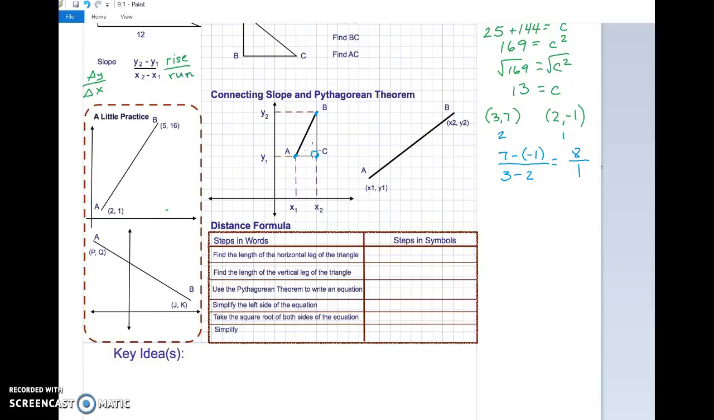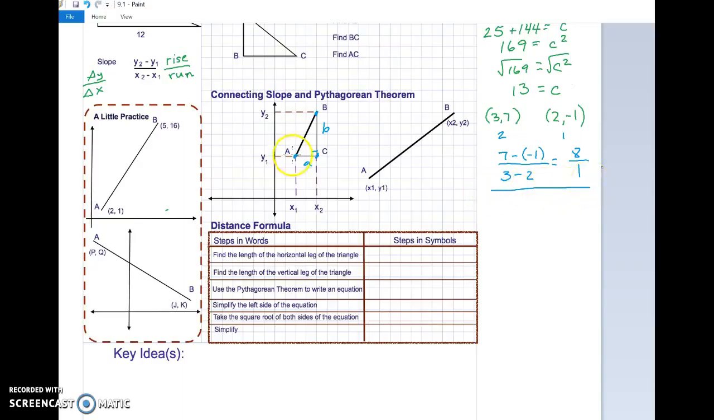Now the next thing that I want to do is figure out what the length of AB is, and I can figure that out using the Pythagorean theorem. So if I know the length of this side of the triangle, we'll say this is a, and if I know the length of this side of the triangle, which is b, then I can do a squared plus b squared equals c squared, and I can figure out what the length of that side is, right? So let's go ahead and do that.